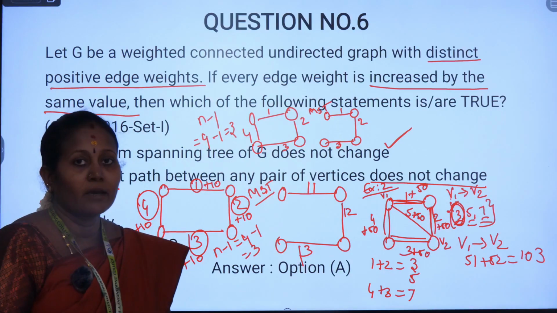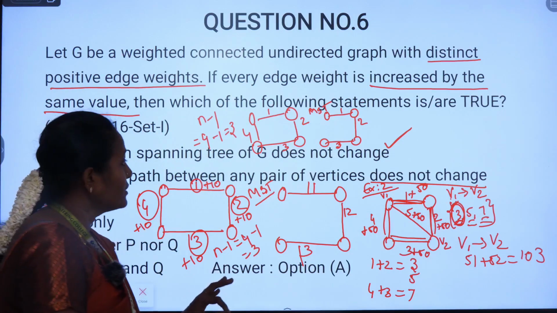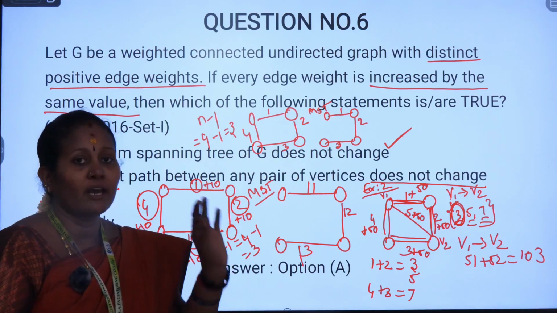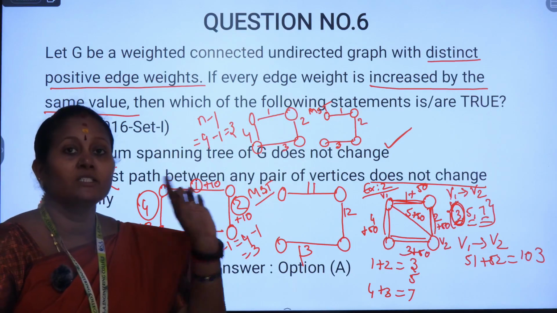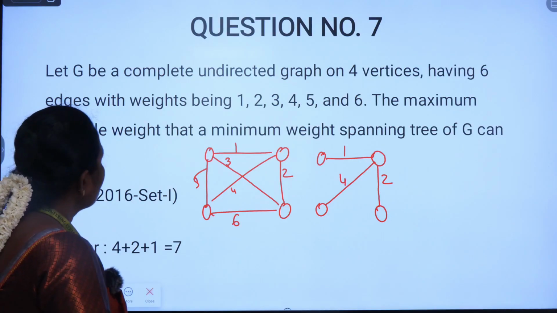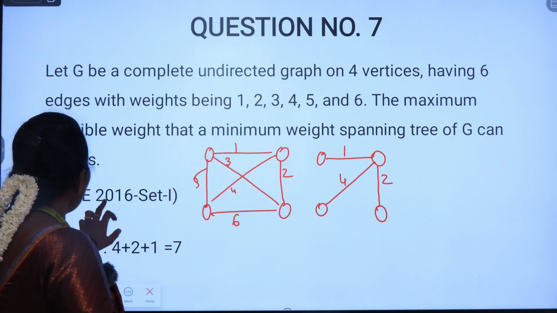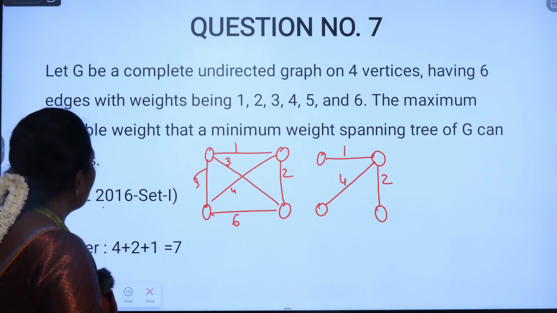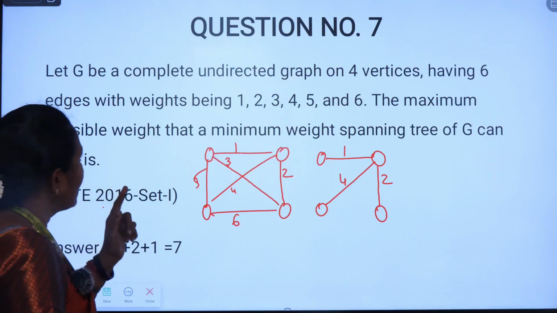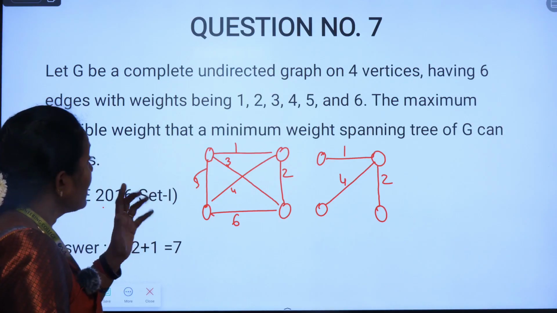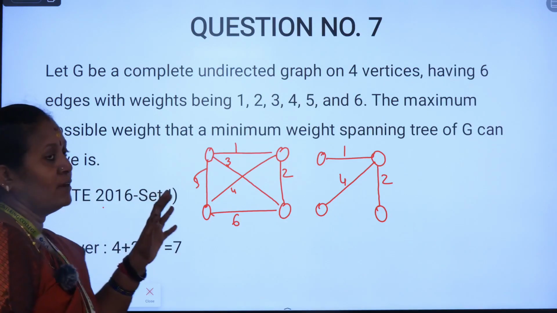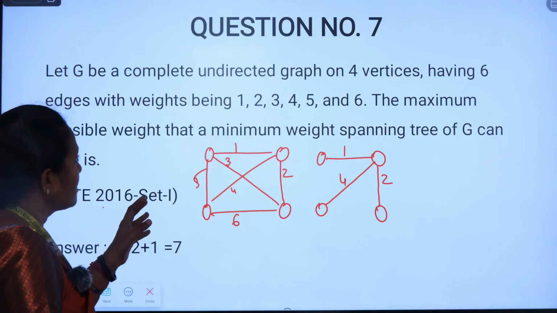Once again I am repeating, minimum spanning tree is one of the important topics in the GATE exam. Each and every year you will get at least one problem from minimum spanning tree. Next, question number 7, from GATE 2016 set 1. Let G be a complete undirected graph on 4 vertices. Here they have given the edge weights. We cannot consider them on our own.